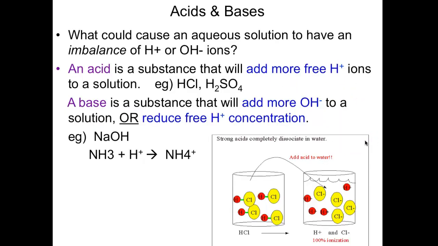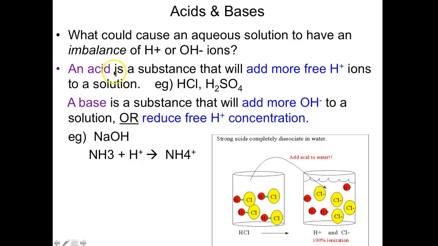So then what would change that? A change in the number of hydrogen ions or hydroxide ions would be where acids and bases come in. So what could cause an aqueous solution to have an imbalance of hydrogen ions or hydroxide ions? Now you need to add different things to water. We can't be dealing with pure water anymore.